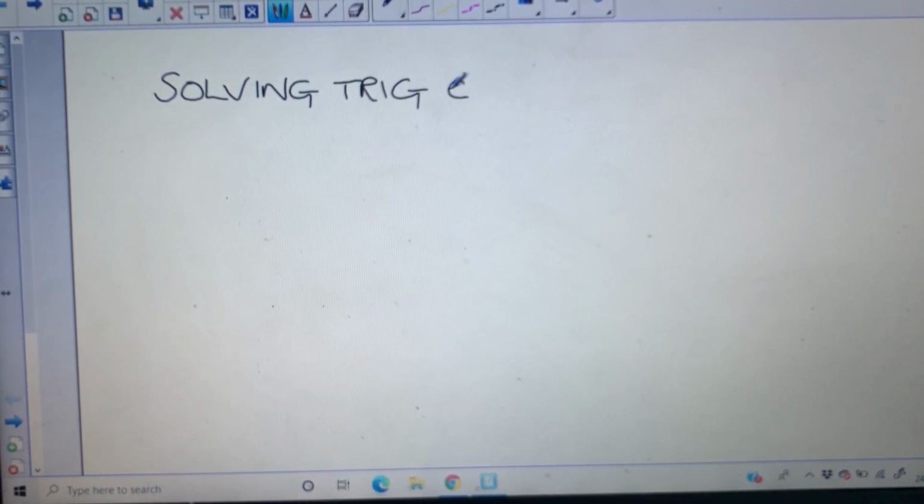Hello. What we're going to look at today is more solving of trig equations. So our title is Solving Trig Equations Using CAST.